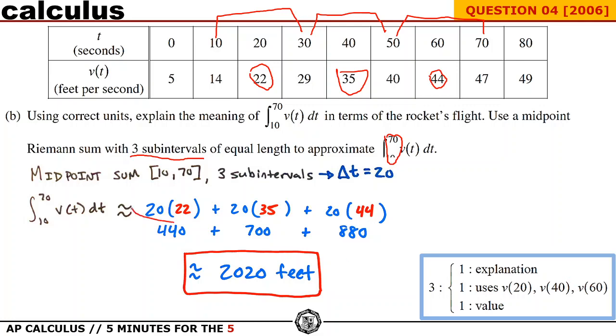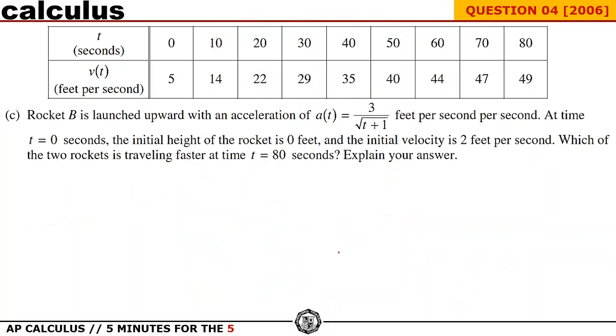So did you show this line here? That's the second point. And then the third point is the correct value of 2020. And also you're going to make sure you have the correct units of feet. All right, now the last part of the question is the loaded question here.